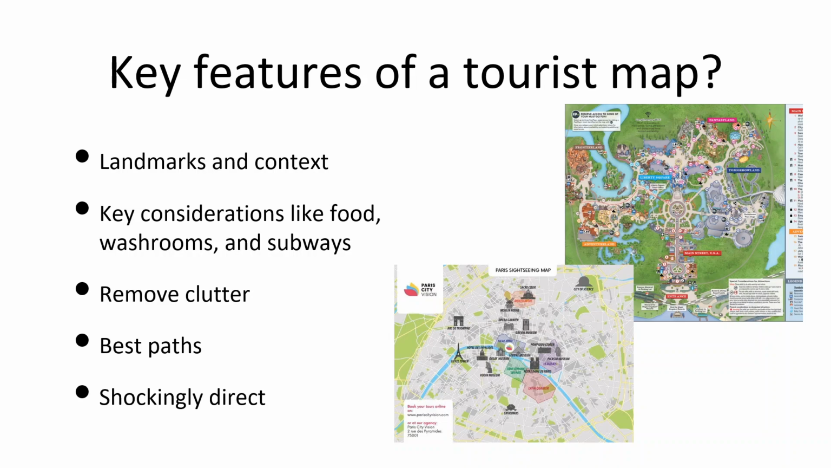sort of. It has to be so shockingly direct that somebody that's running around looking after kids with one eye, one hoping they don't get hit by a car, and has a crappy piece of paper in their hand can still find where they're looking for. It has to be so painfully obvious that you stripped out everything else and they can still find their way. That's what a great tourist map is.